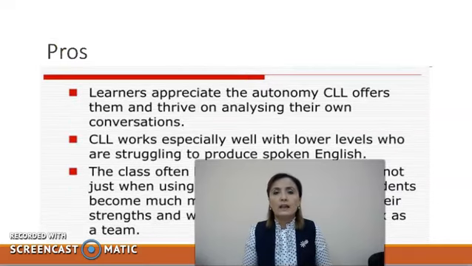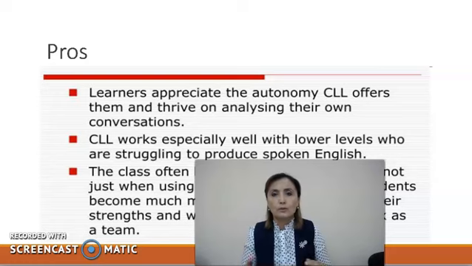So everything has its pros and cons. Now let's speak about the pros first. These learners appreciate the autonomy community language learning offers them and thrive on analyzing their own conversations. Community language learning works especially well with lower levels who are struggling to produce spoken English. The class often becomes a real community, not just when using community language learning, but all of the time. Students become much more aware of their peers, their strengths and weaknesses, and want to work as a team.